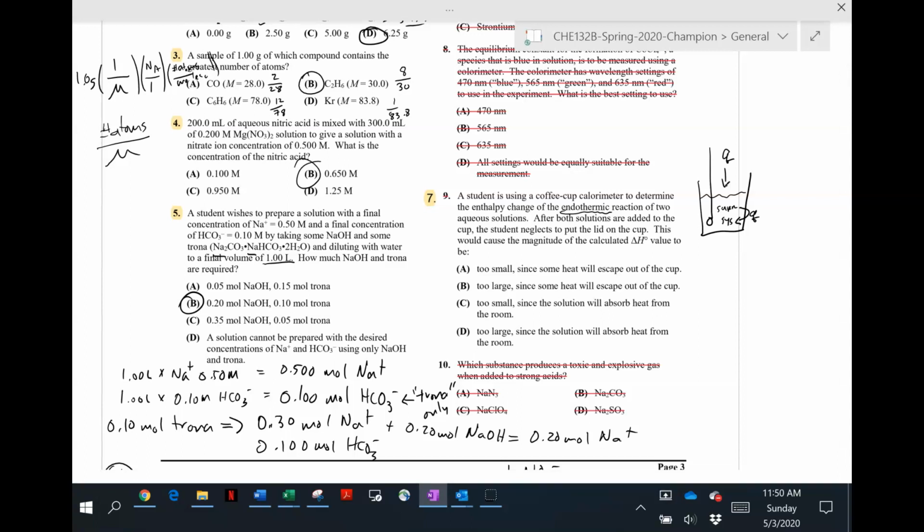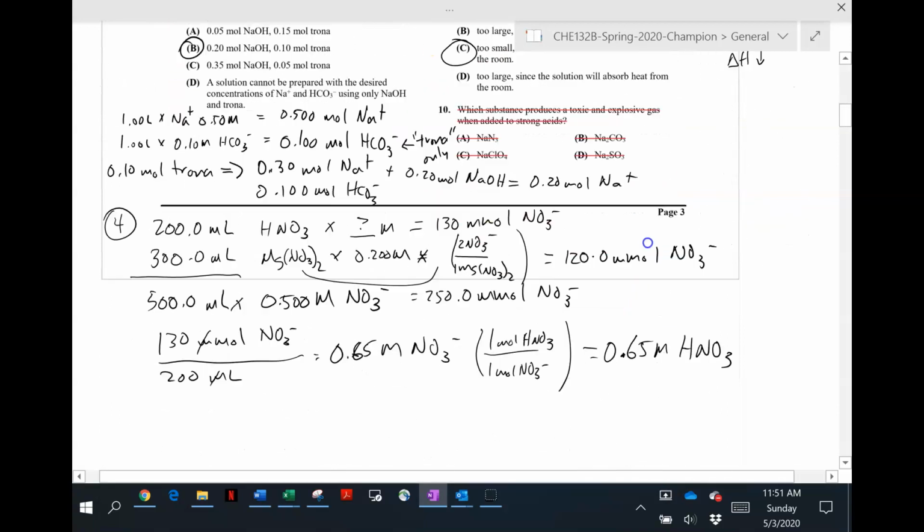And that's going to make our temperature change too small. So if the temperature change is too small, Q is going to be too small. And so delta H should be reported low in terms of its magnitude. That is, not thinking about the sign, but thinking about the value. So too small, since the solution will absorb heat from the room, is the answer. C is the correct one for that one. Okay, moving on.